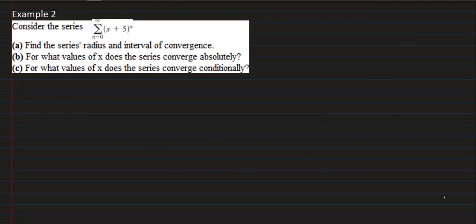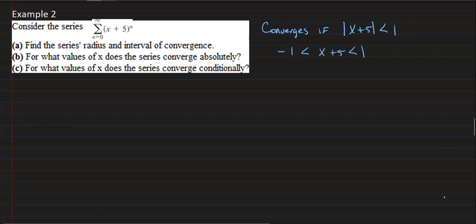In example 2, we're going to consider this series. Notice this looks a lot like a geometric series, doesn't it? And a geometric series converges if the absolute value of r is less than 1. Furthermore, it converges absolutely where the absolute value of r is less than 1. So instead of using the ratio test or the root test, I'm going to use the geometric series test. So this is going to converge if the absolute value of x plus 5 is less than 1. So I'm going to set up my compound inequality, and I'm going to solve this for x by subtracting 5 from all three parts.